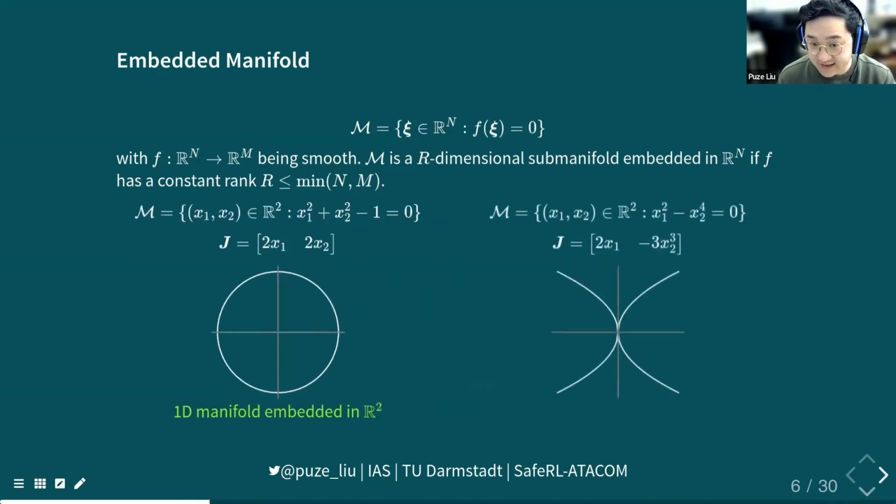Another example, maybe not a manifold, is where we define the constraint as x1 squared minus x2 cubed equals 0. Here the Jacobian is 2x1 and minus 3x2 squared. If you consider the zero point, the origin, at this point the Jacobian is not full rank. Instead, this is actually not a manifold, because at that point you don't know which direction you should move.